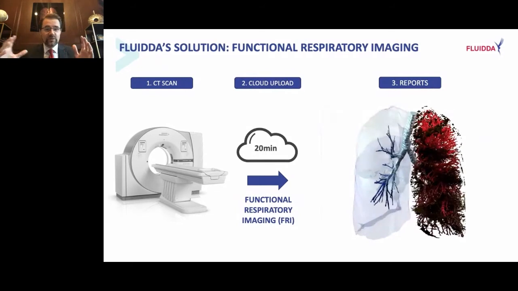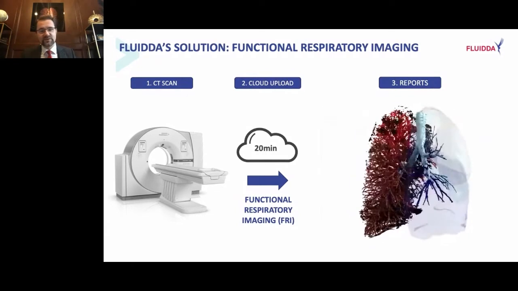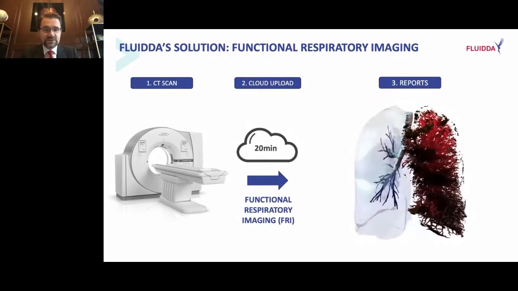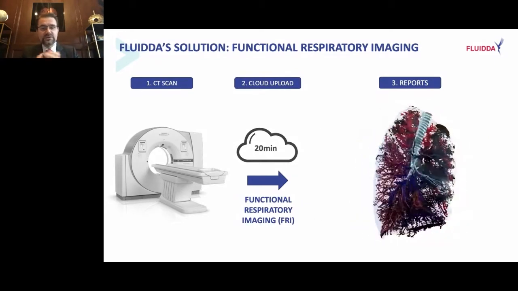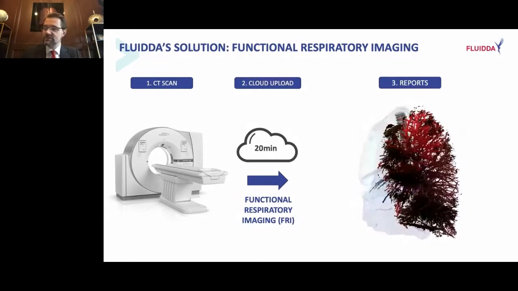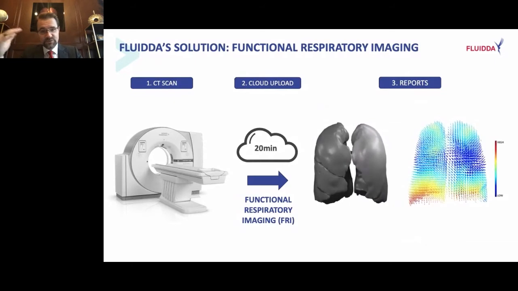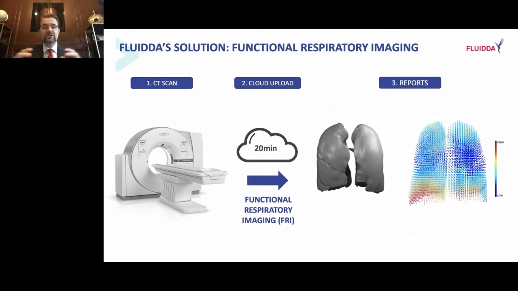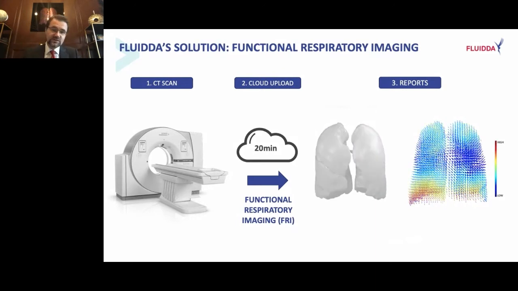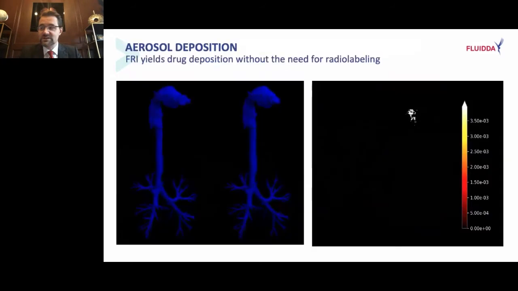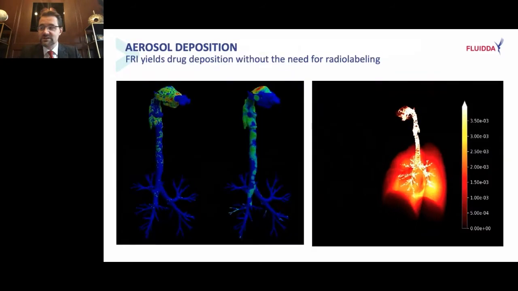So what we did with functional respiratory imaging is we convert these 2D images into 3D reconstructions of the anatomical structures. So we look at airways, blood vessels, lung volumes, emphysema scores, and so on. And if we have an inspiratory expiratory scan, we can make these images come to life. So we can look at regional ventilation using the methods from aerospace engineering, resistances. We can also look at these aerosol deposition characteristics.